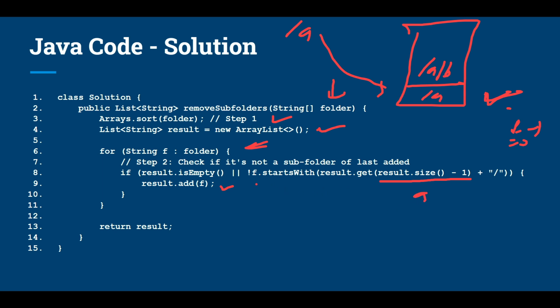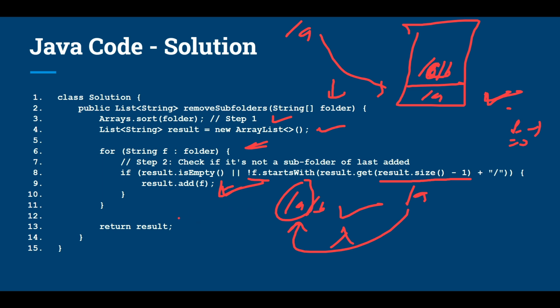On the f, what is f currently? Currently /a/b. So is /a present here? Yes, it's already there, so it returns true, and then we will add again here. But if it is not startsWith, let's suppose this is C and B, it will give you false. Then we will add it into the result.